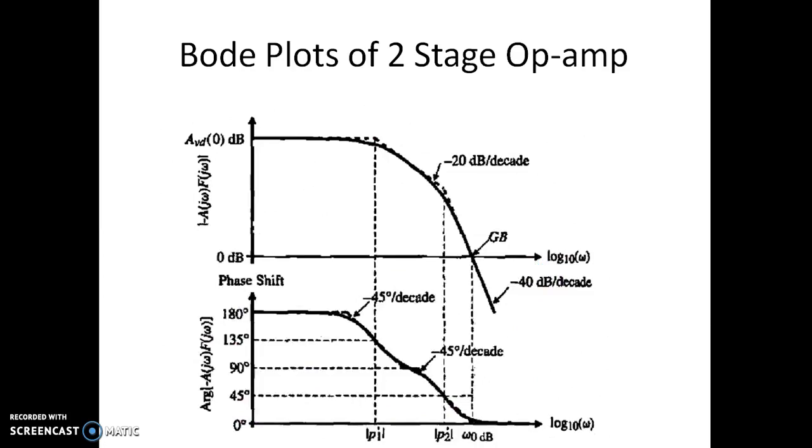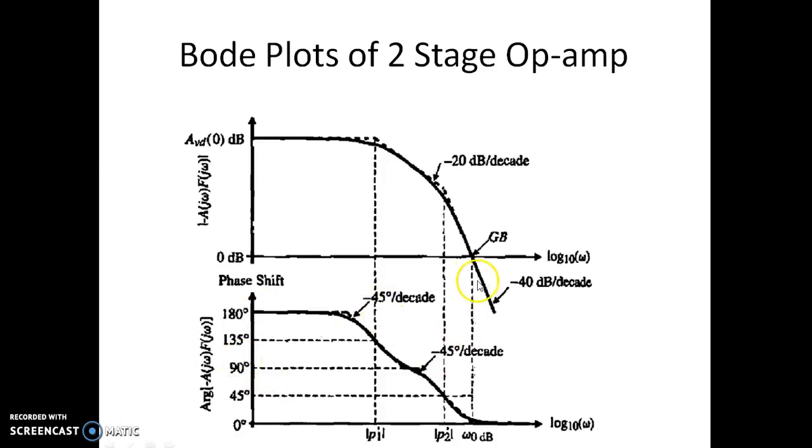It was also seen that the Bode plot of the two-stage opamp has two poles at frequencies P1 dash and P2 dash. We have minus 20 dB per decade corresponding to the first pole and minus 40 dB per decade corresponding to the second pole, and this is the gain crossover frequency where it crosses 0 dB. The phase margin happens to be very small. Here we are plotting minus of A beta, that's why it is 180 and 0 degrees. We already discussed this in the previous video.